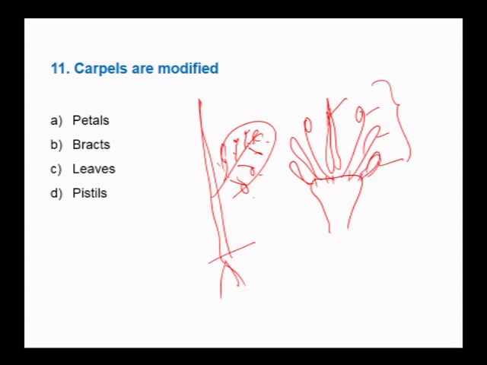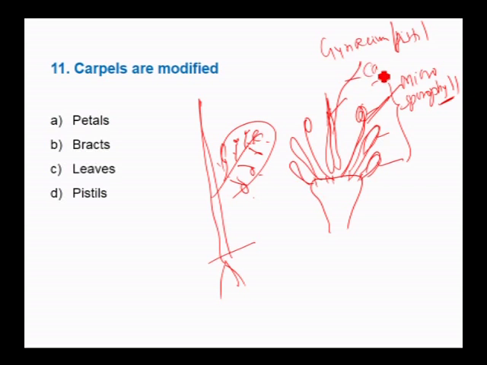These are all the modified leaves. Sepals are the modified leaves for protection. Petals are the modified leaves to attract pollinators. Stamens are the modified leaves for the production of microspores. Therefore, stamen is also called microsporophyll. Phyll means leaf. Microspore producing leaf. Whereas gynoecium, or we can call it the pistil, is made up of one or many carpels. So, carpels are the units of gynoecium.